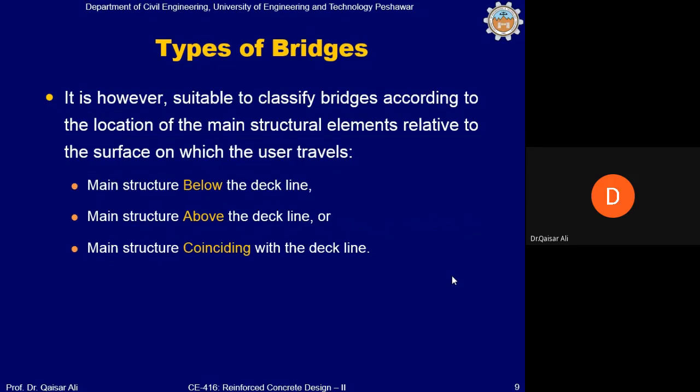They have classified bridges into three main types, depending on the main structural elements related to the surface on which the user travels. So if the main structure on which the vehicle travels is below the deck line, then it will be called one type of system. If the main structure is above the deck line, it will be called a different type of bridge, and the main structure coinciding with the deck line will be called a different type. So basically, the bridges have been divided into three types according to the location of the main structural elements related to the surface on which the user travels.